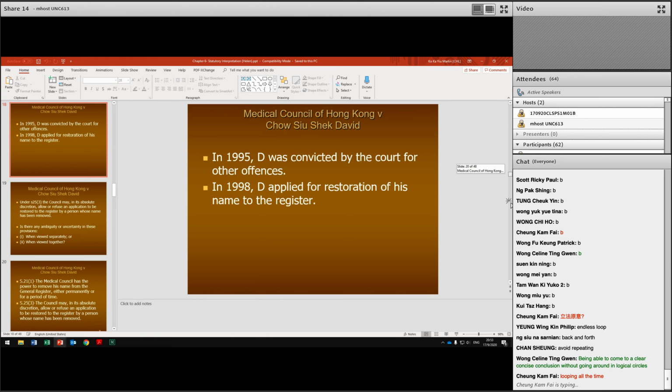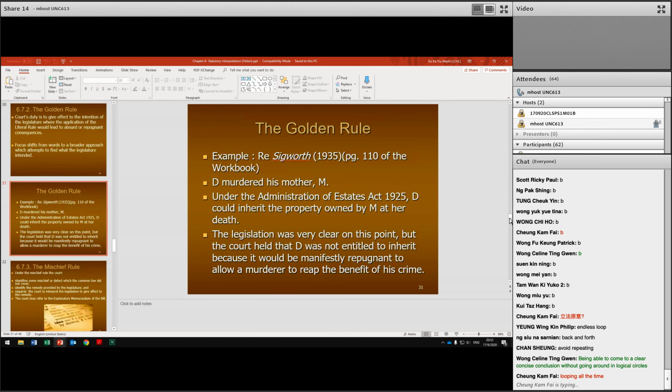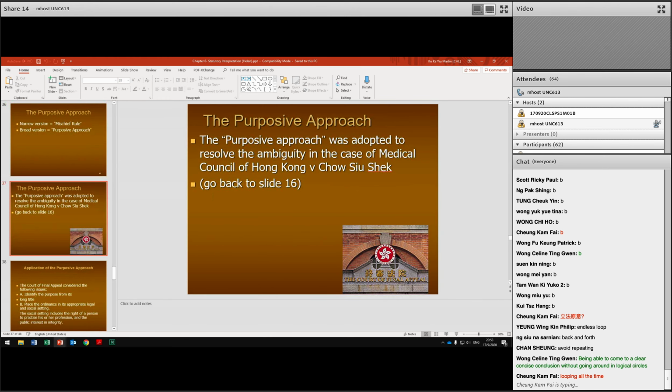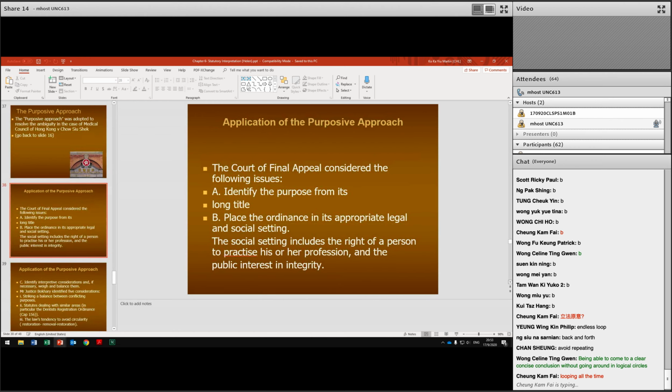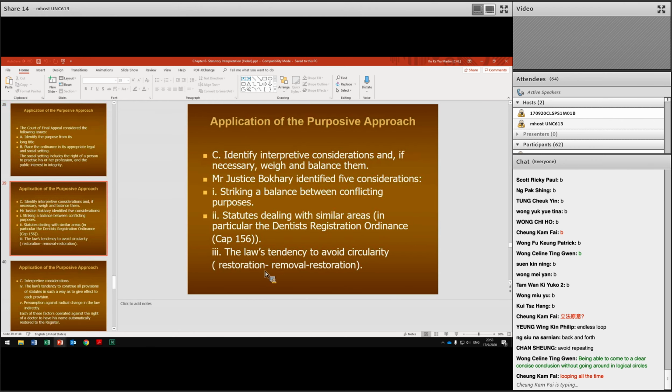We call it circularity. Circularity means that Dr. Chow argued that you should restore my name, and then you say in the disciplinary hearing, if you found I was guilty of professional misconduct, then you should remove me. 你應該復咗我牌，復咗我牌就紀律聆訊，有咩事你再除我牌咯。Of course, this argument was not accepted by the medical council, and also it was not accepted by the court.